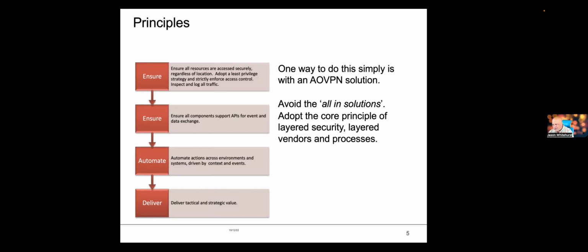I put on the side here, one way to do this is always on VPN. Avoid the all-in solutions, adopt the core principles. There are a lot of always on VPN providers, zero trust providers that are all in, right? They got antivirus, they got SIEM, they got SOC, they got it all. The problem with environments like that, and I've been a large customer of environments like that, is the problem with the baseline security recommendation is layered security, right? Layered security, layered vendors, no single risk footprint. That creates problems for a multitude of reasons. We had a SentinelOne outage yesterday for an hour because one of their updates went bogus, but we didn't lose protection because of layered security. So that's a little bit of an example.